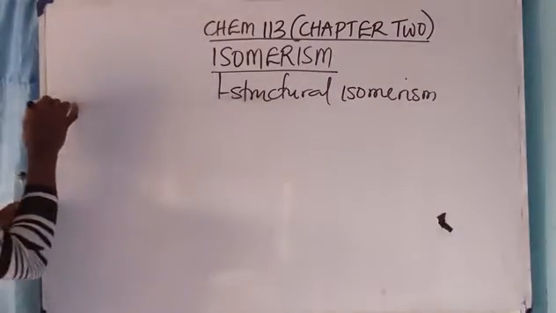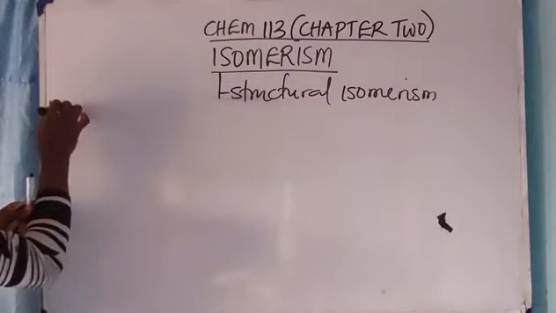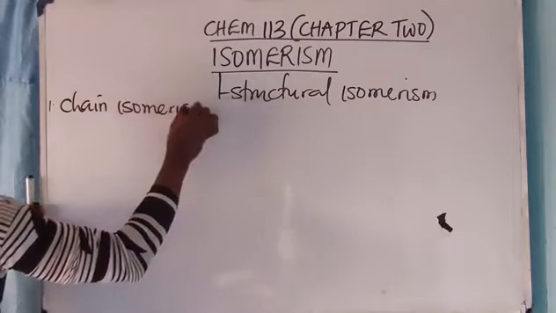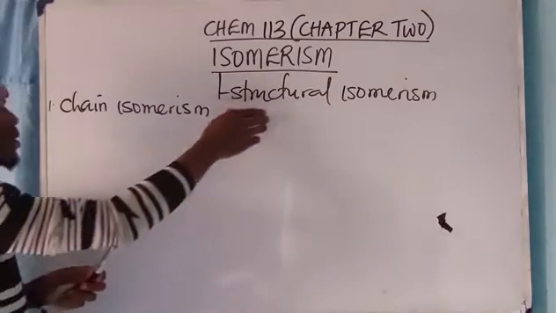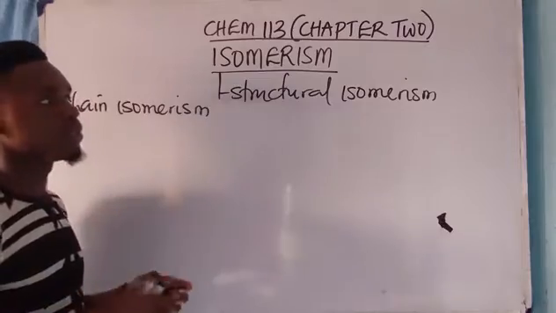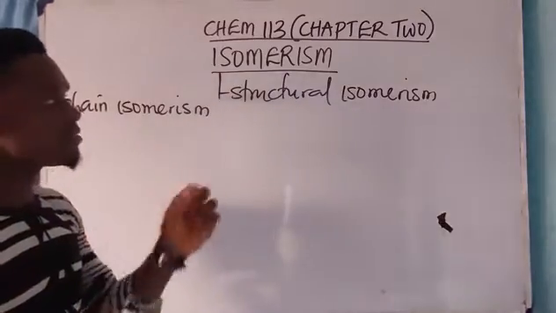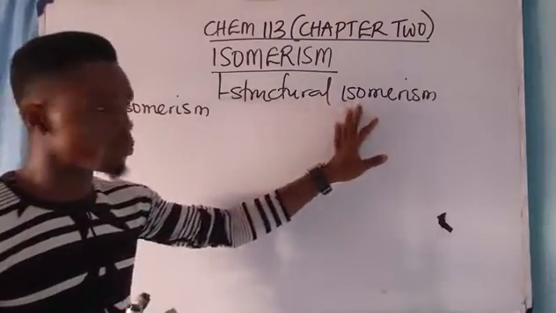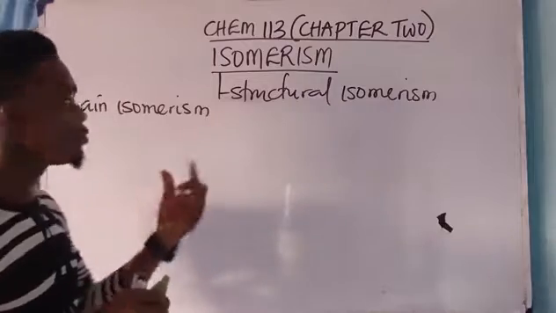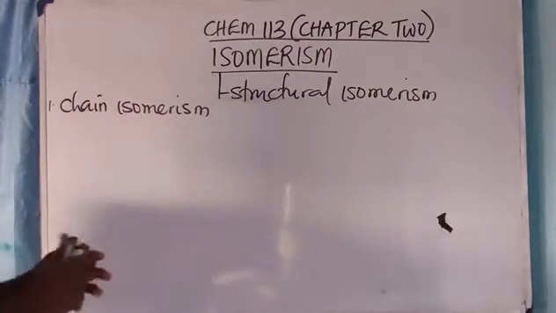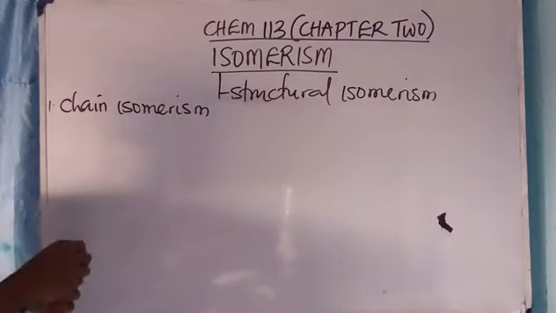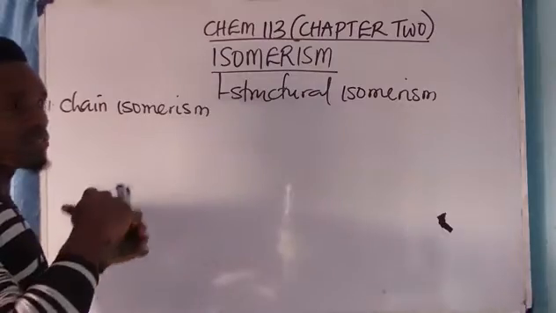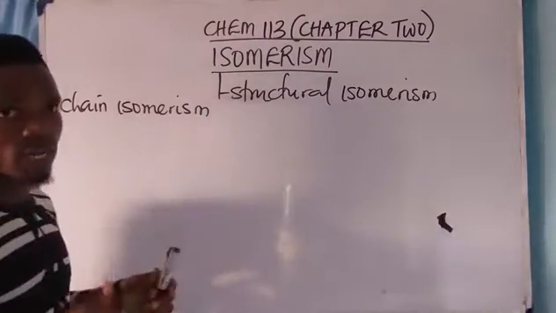Number one, we have chain isomerism. I said structural isomerism is a type of isomerism in which two or more compounds have the same molecular formula but different structural formula. It is subdivided into chain isomerism, a type of isomerism in which compounds are arranged in different forms, like maybe straight or branched, as the case may be.